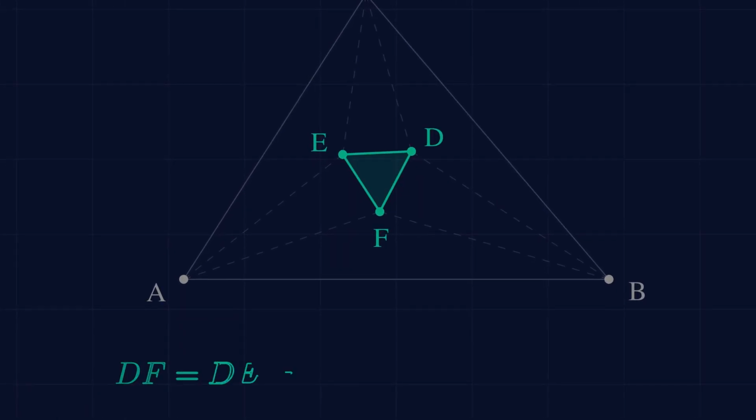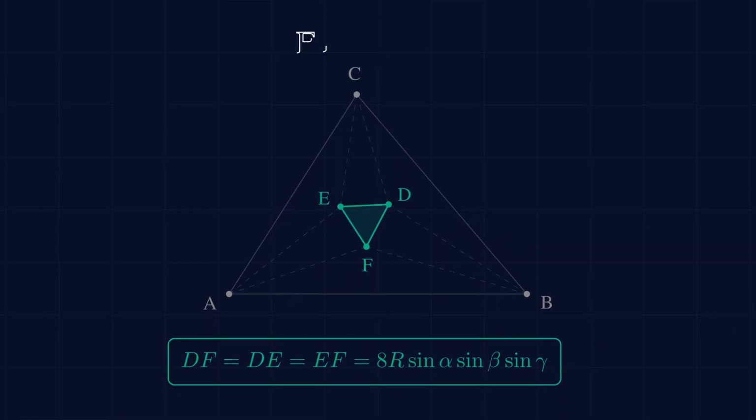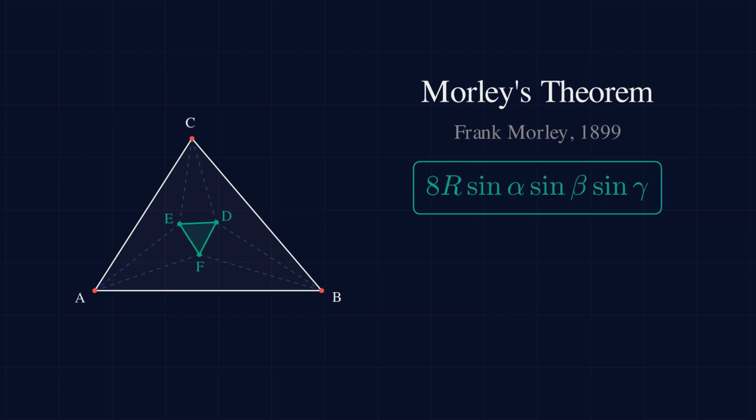Morley's theorem proved, no matter what triangle you start with, the trisectors always create a perfect equilateral triangle hiding inside. Frank Morley discovered this in 1899, and it stunned mathematicians because it had been hiding in Euclidean geometry for over 2,000 years. Euclid himself could have found it. This interplay of angle division and symmetry shows up in crystallography, where molecular bond angles create symmetric inner structures.